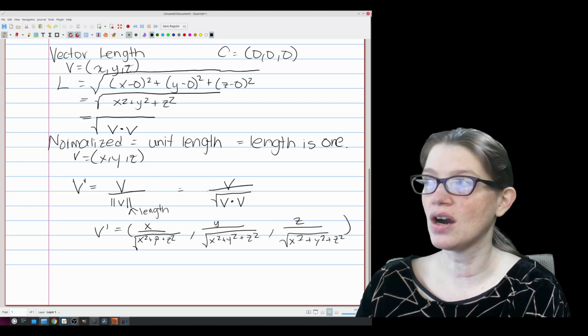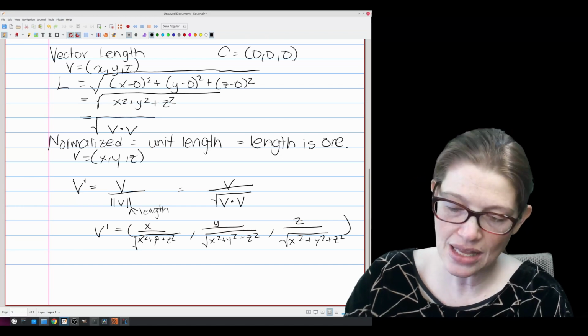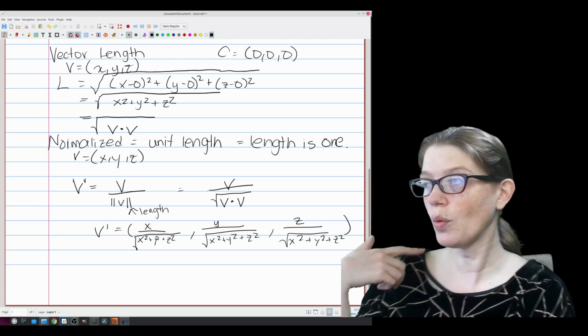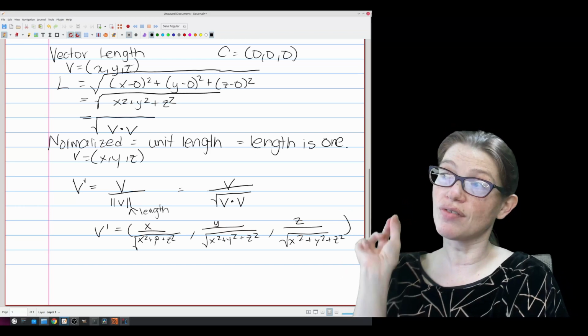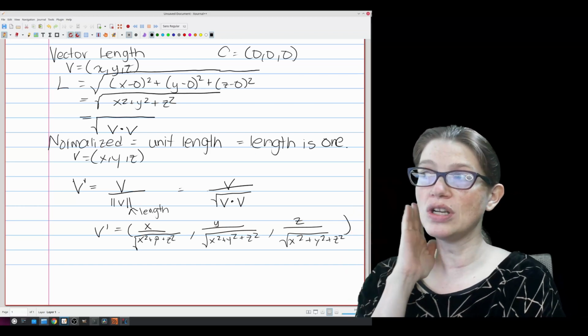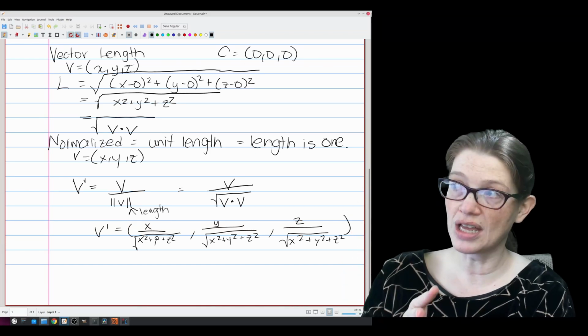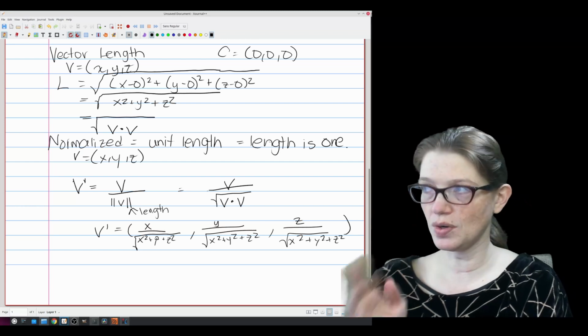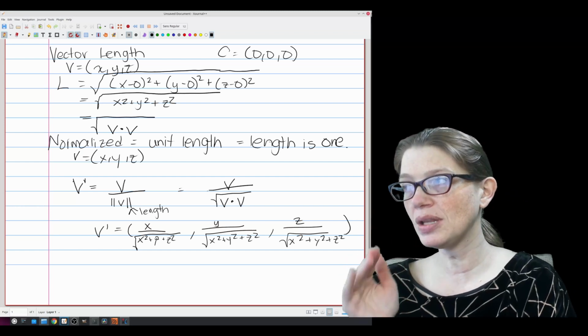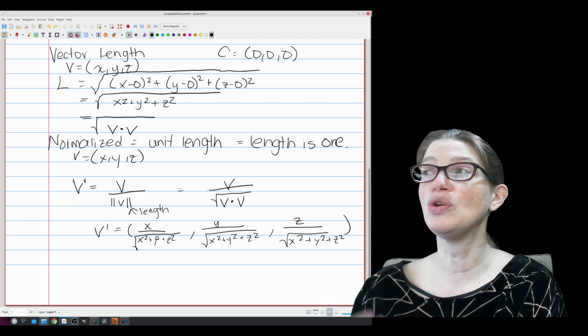So that will give us our normalized vector. And you're going to see normalization everywhere. When we make the original ray vector that goes from the eye into the image, we're going to take that direction vector and normalize it. When we create the surface normals, we're going to normalize them because these formulas work with vectors that have unit length.